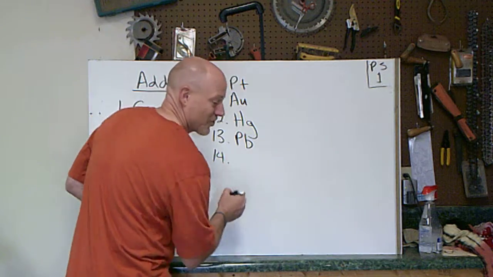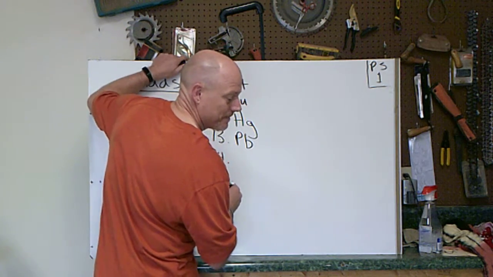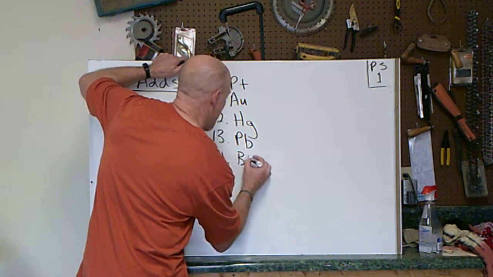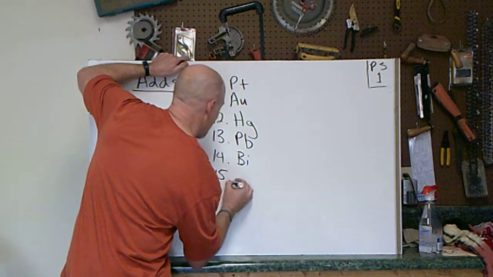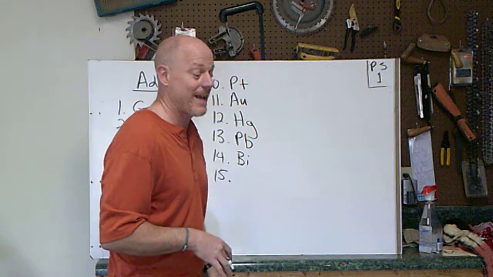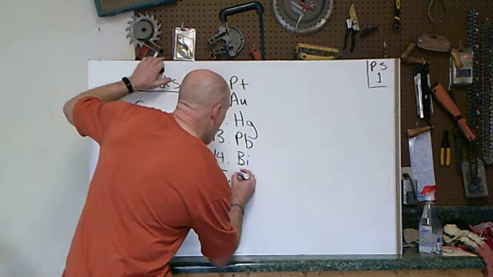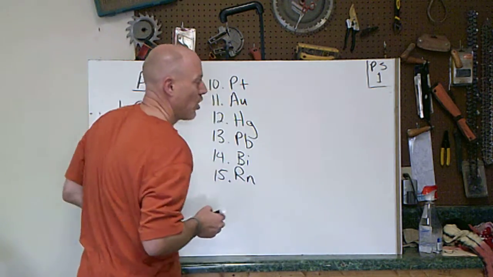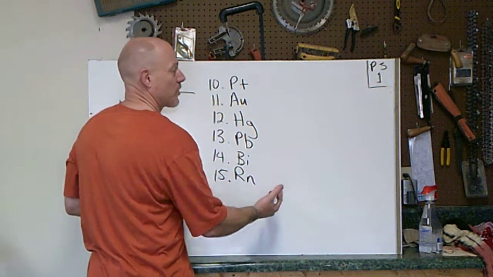We go to number 14. Number 14 is Bi, that's bismuth. And the last of the adds, remember there's 30 before this, the last of the adds is going to be Rn. Noble gas, Rn, which is called radon.